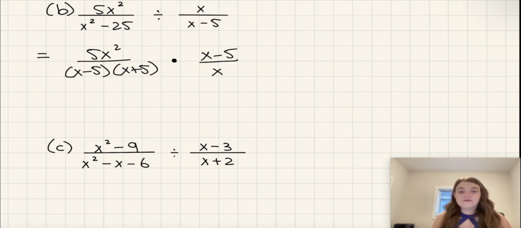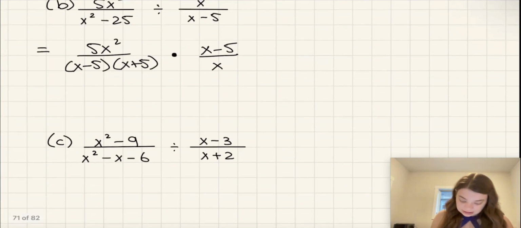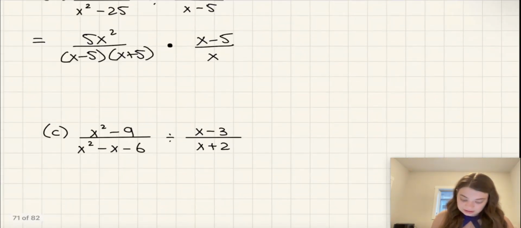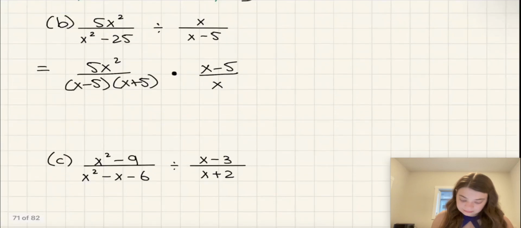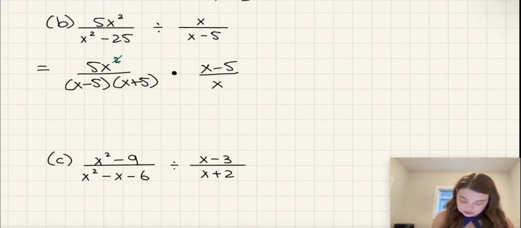Okay, now for our next step, let's see what we can cancel out. Here we have 5x squared in this numerator. I can cancel out one of these x's, the squared here, with this x over here, because recall that x squared is just x times x, and so one of those x's can cancel out with the x in the denominator of the second fraction.